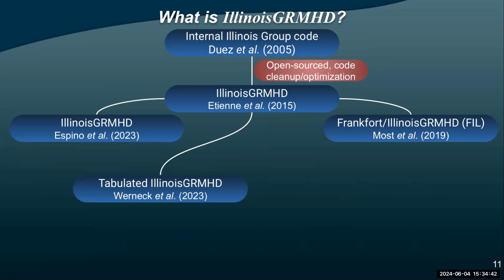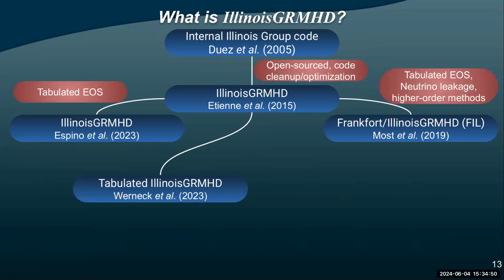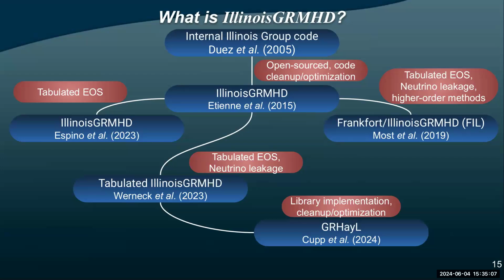So we saw this and said, well, that's not great. I'll just briefly say, they all added tabulated equation of state. This one also added neutrino leakage and some higher order methods. And then the one that our group made does tabulated equation of state, and then also neutrino leakage, which is the simplest radiation transport scheme for neutrinos. So our group decided to make a code library from our IllinoisGRMHD so that we could try to avoid this happening again, at least in our branch of the IllinoisGRMHD line.